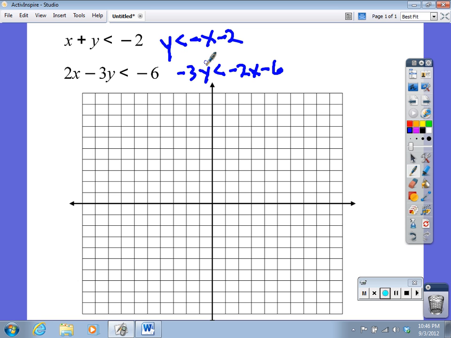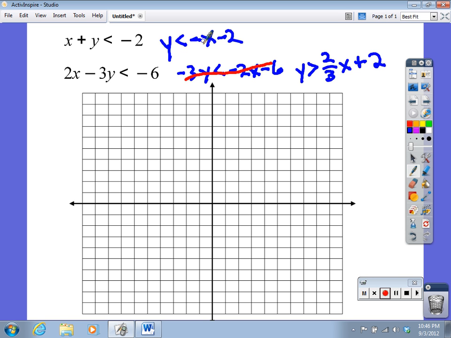Whenever I multiply or divide by a negative value, I have to switch my inequality sign. So that's the very first thing I want to do. I'm going to go ahead and switch this from less than to greater than, and then divide by the negative 3. Negative 2 divided by negative 3 is a positive 2/3 x. Negative 6 divided by negative 3 is a positive 2. So as you see, now I have switched my inequality signs. Very important that we remember to do that.